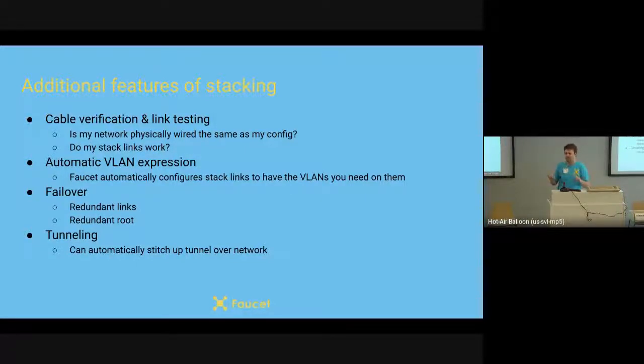We work out which VLANs need to be expressed on that link. And so you don't have to do that anymore, which makes your config a lot simpler and shorter, and it doesn't need to change as much as it did before. So if you add a new VLAN, you can pretty much just add it to where it needs to go, and Faucet does the rest.